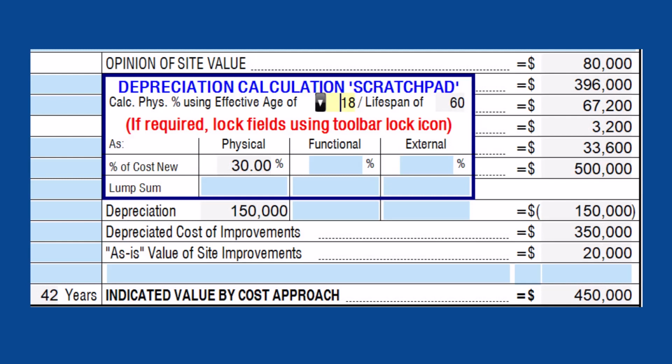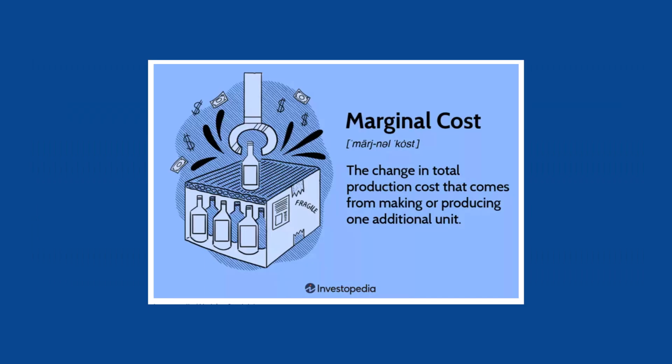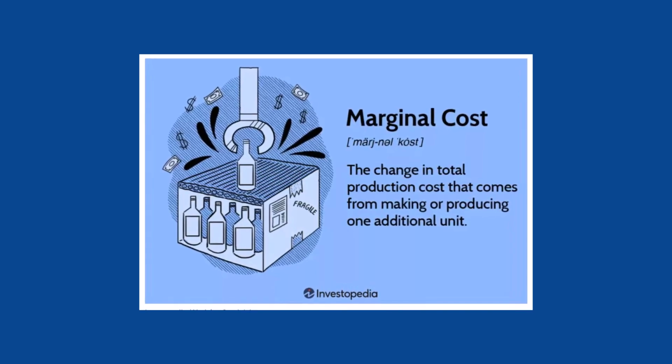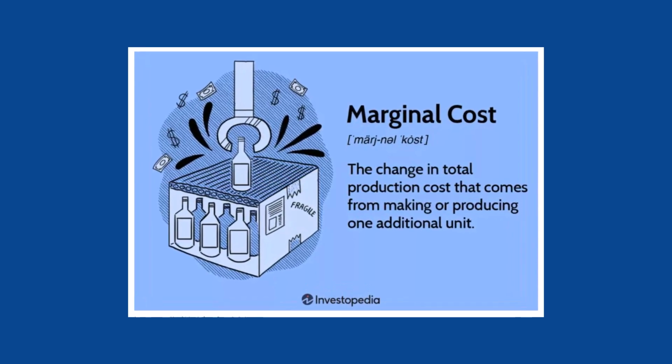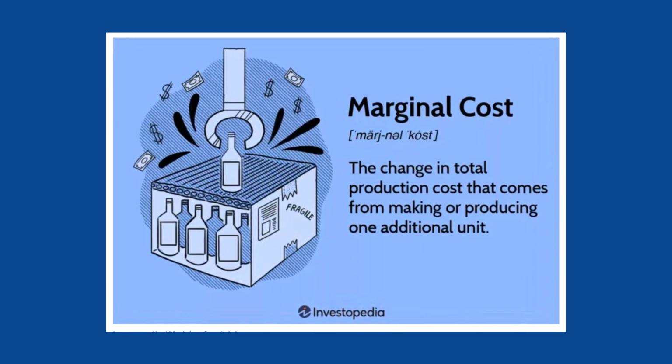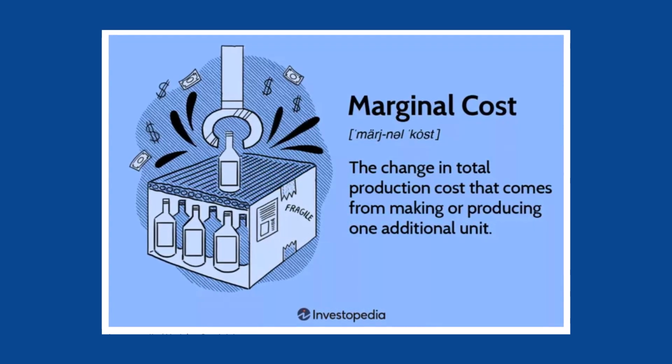Economic age-life depreciation is the first of 2 key concepts you need to understand to properly apply depreciated cost analysis. The second key concept is marginal cost. More on that later, but think of marginal cost as the cost of 1 more unit of production, 1 more garage stall, 1 more bath, or 1 more square foot of GLA. Follow along with this example.